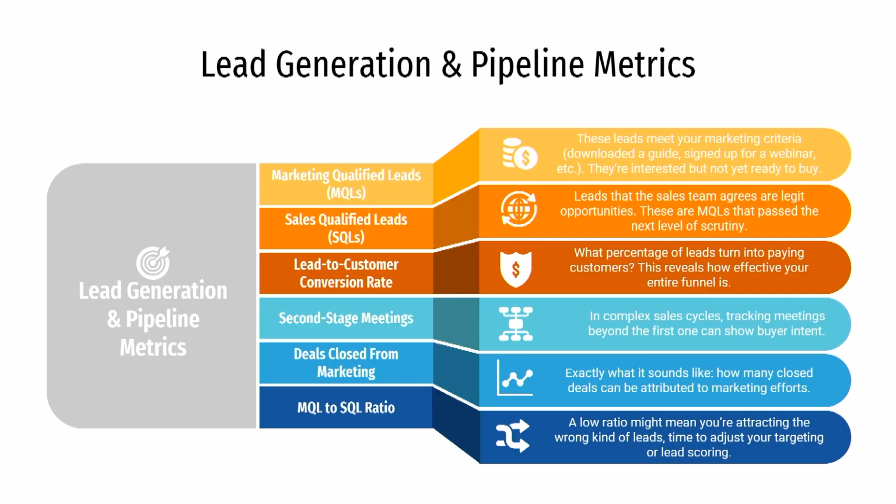In complex sales cycles, tracking meetings beyond the first one can also show the intention of the buyer. If somebody is meeting you twice, definitely he or she has certain interest in your product or your brand. Next one is deals closed from marketing. Exactly what it sounds like: how many closed deals can be attributed to the marketing efforts?